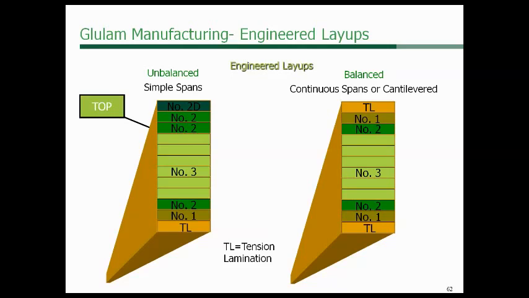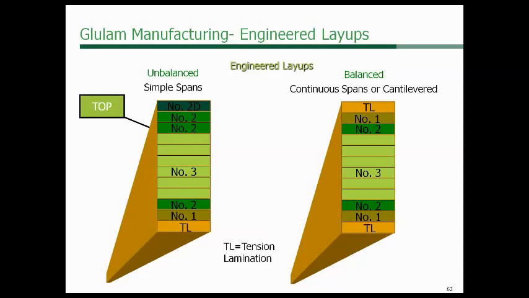So you'll use the lowest grade material, the number 3, in the middle, closest to the neutral axis, where the stresses are lower. And as you get further and further away from that neutral axis, the grade of that material will get better to accommodate the higher stresses at those extreme top and bottom fibers.